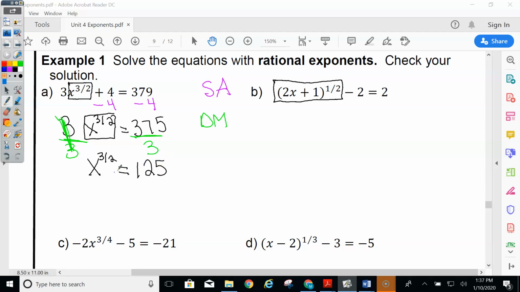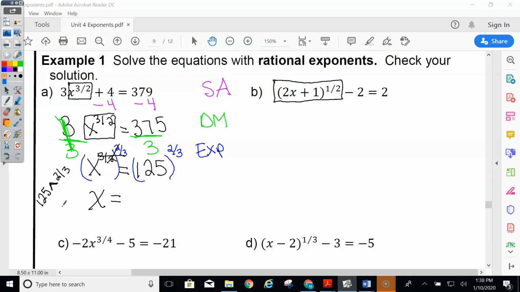Now, we got the base by itself. Now we need to get rid of the exponent. So to get rid of the exponent, we want to raise both sides to the reciprocal power. So 3 over 2, reciprocal would be 2 over 3. So to both sides, we do 2 over 3. All right, so we're going to do x. So these cancel out. So we're left with x over here equals, you can type this in your calculator. So in your calculator, you can do 125 and do the little caret sign. And then you put 2 divided by 3. You put 2/3 in the top corner. So you can do that.